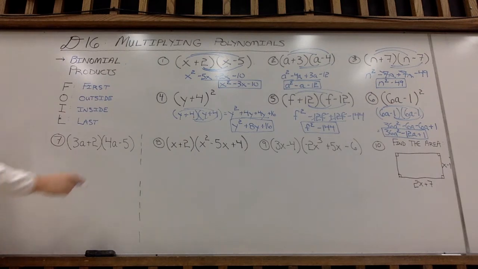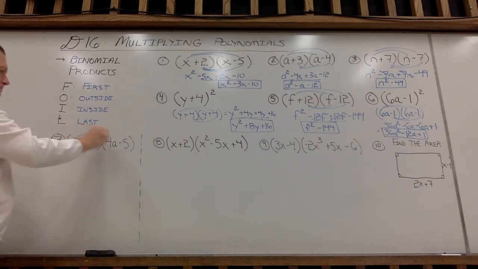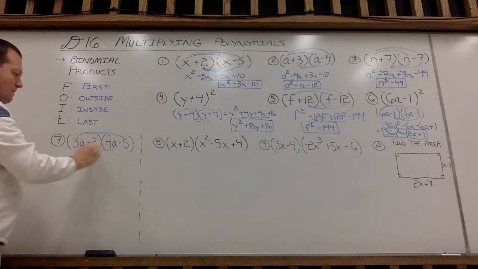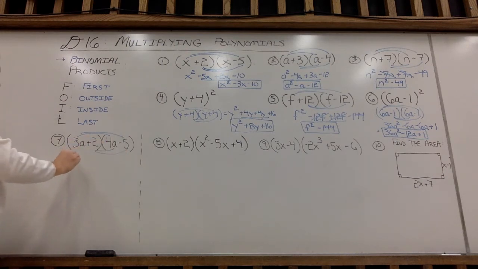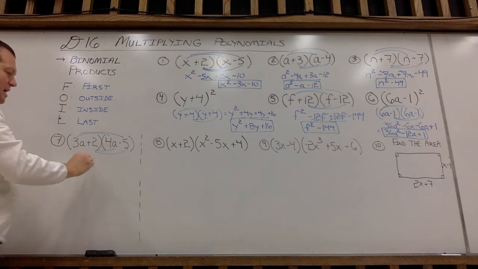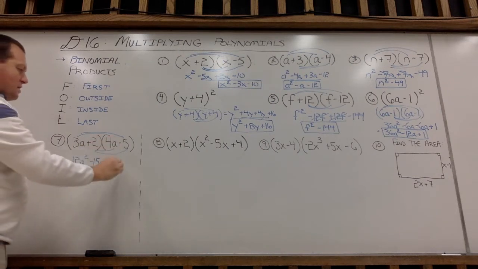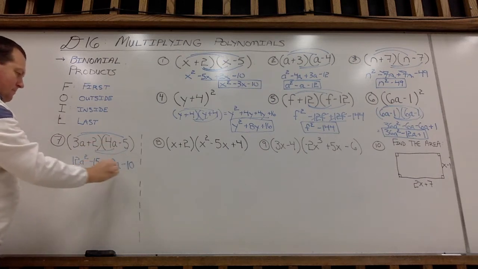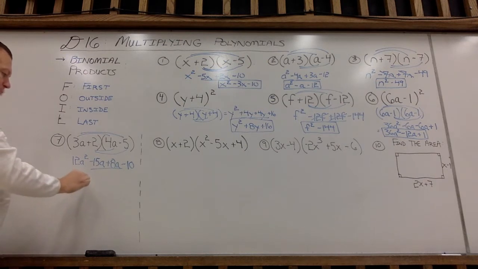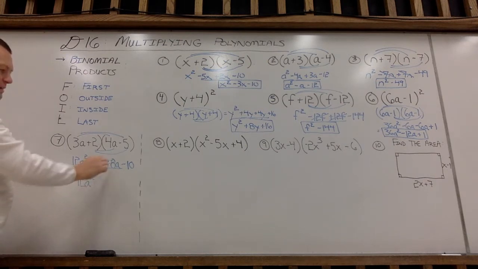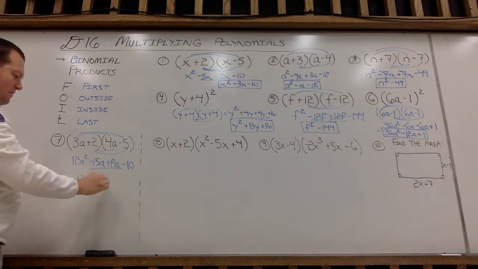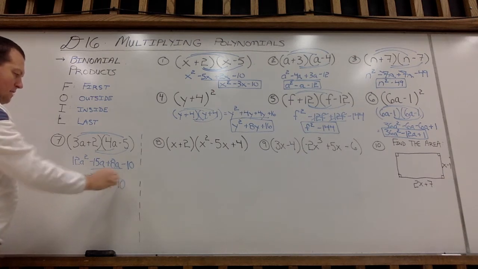Last of the FOILs before we look at some larger terms. 3a times 4a gives me 12a squared. 3 times 4, 12, a times a squared. 3a times negative 5 is negative 15a. 2 times 4, 8a. And 2 times negative 5, negative 10. Again, those middle terms, we love them. Put them together. Negative 15 and 8, negative 7a minus 10.